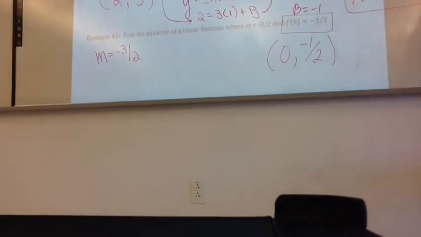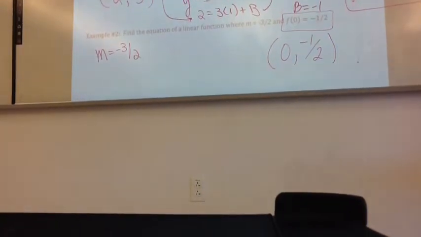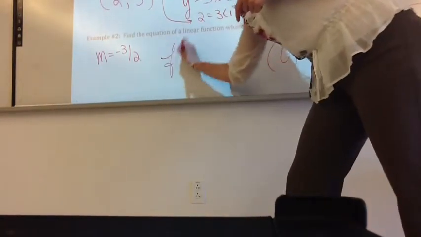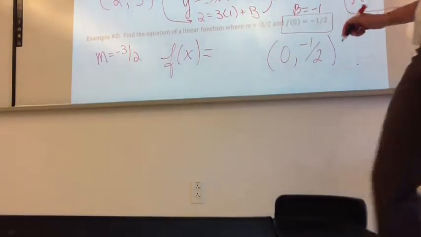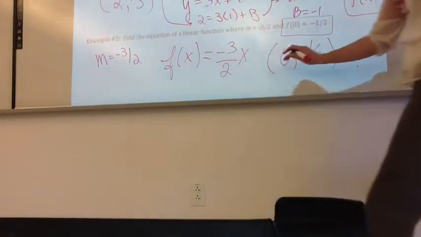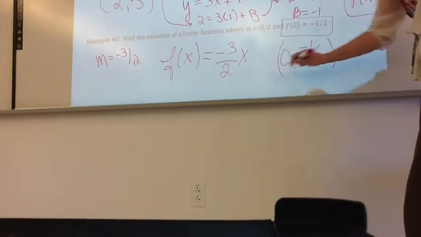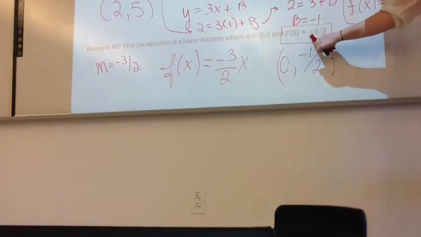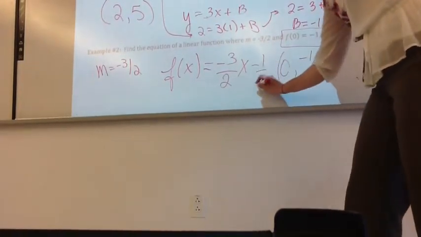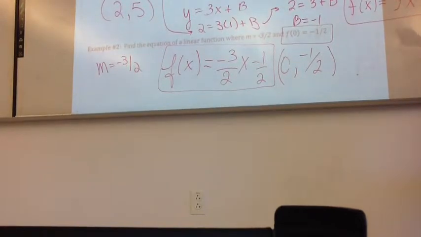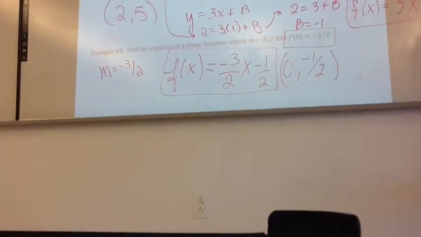What's that? You know the equation? What is it? Y. Not y. f of x. f of x equals -3/2 x plus 1/2, not plus 1/2, minus. -1/2. Very good. So actually, less work involved with that one because they just gave you the 2 pieces that you needed, just in a different form.